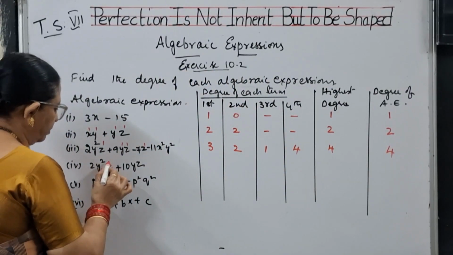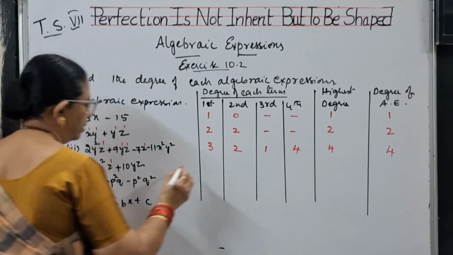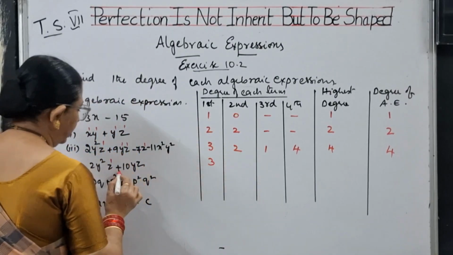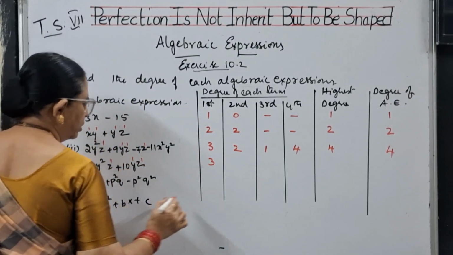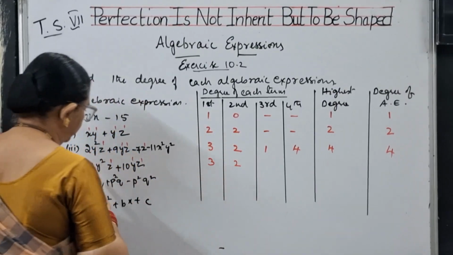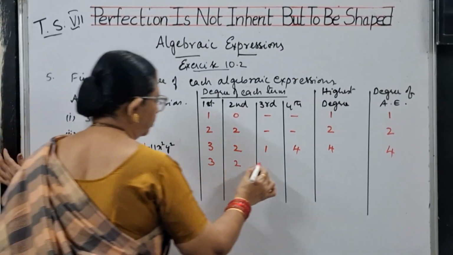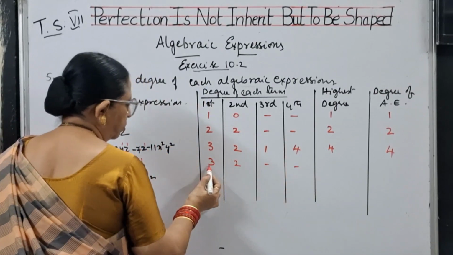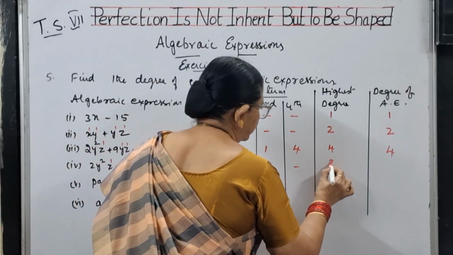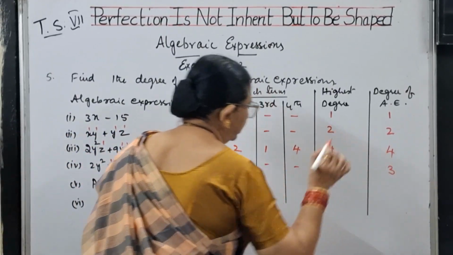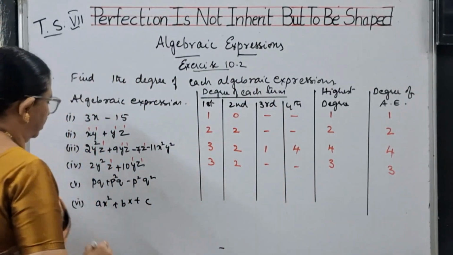Here, the first term 2 plus 1, 3. And here 1 plus 1, 2. You have only two terms. There is no third term, no fourth term. Out of 3 and 2, 3 is highest. So 3 is the degree of the expression.